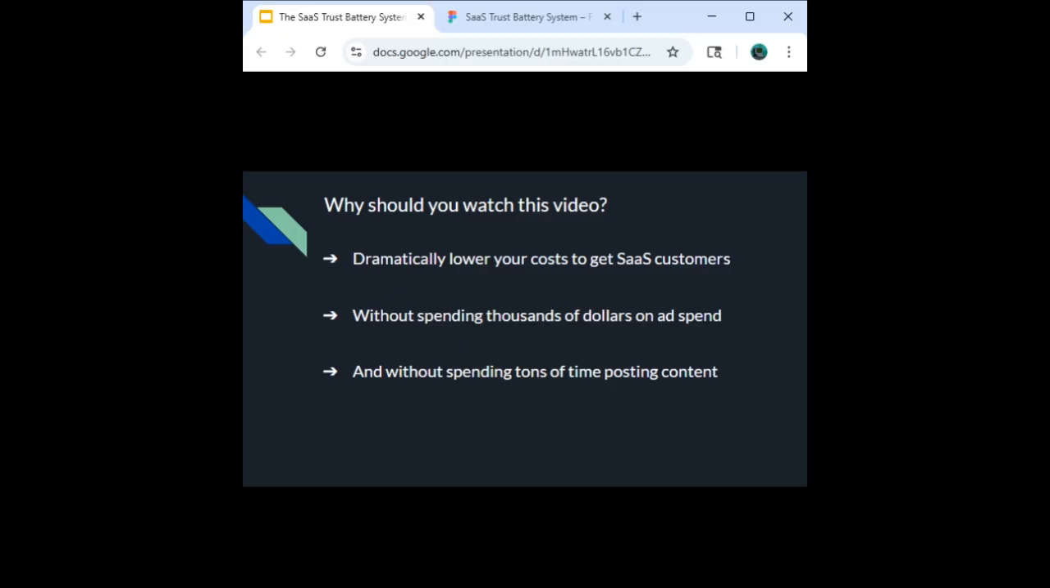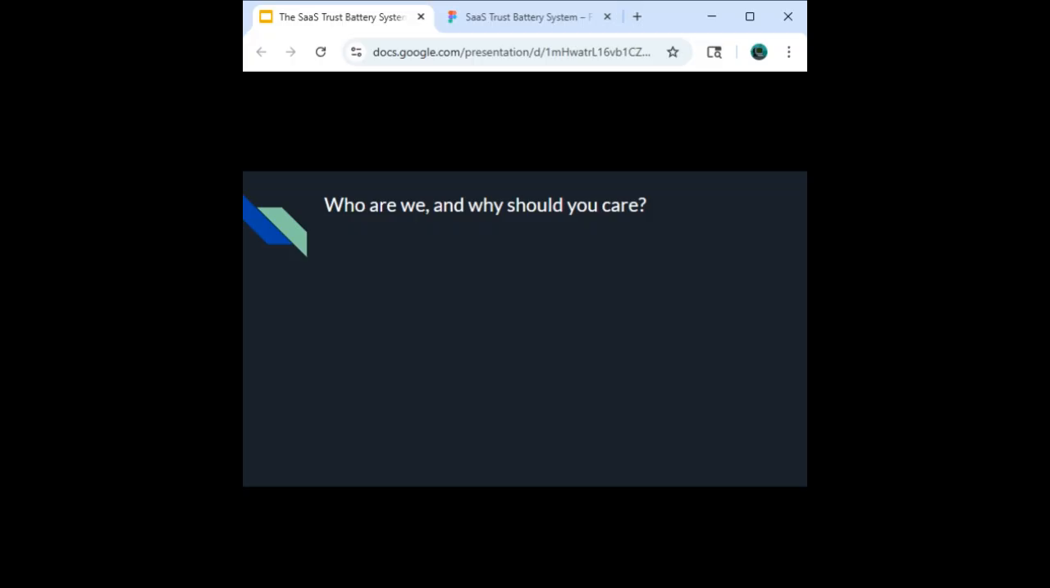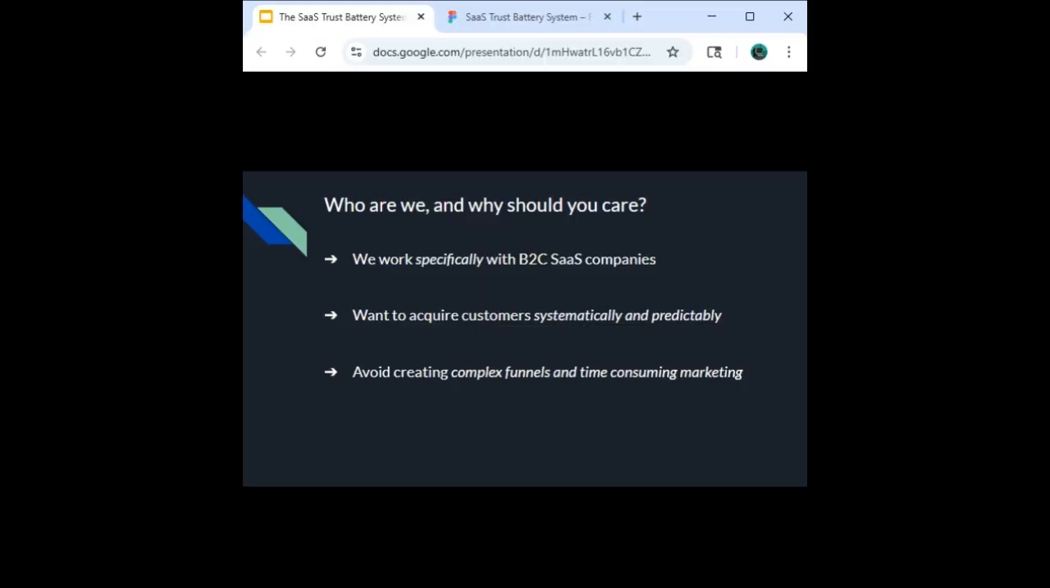Now, who are we and why should you care about what we have to say? Well, you should care about what we have to say because we work specifically with your sort of company, which are B2C SaaS companies. We help them acquire customers for their SaaS systematically and predictably without creating complex funnels or doing time consuming marketing that detracts them away from their primary focus, which is actually creating a great software product. We do this through our specific and low cost digital marketing strategies.